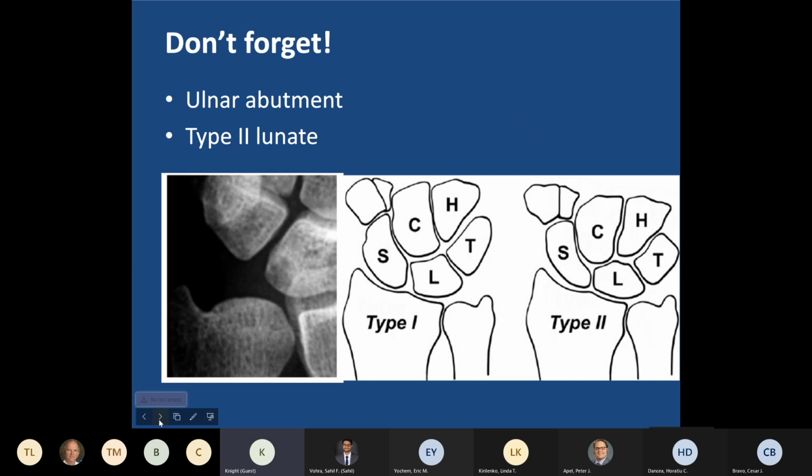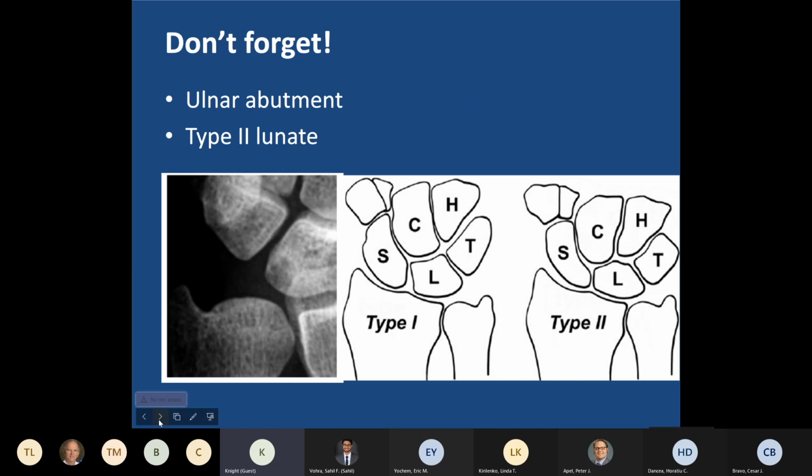Certainly don't want to forget about ulnar abutment or ulnar impaction syndrome, or a type 2 lunate, meaning that your lunate articulates with the capitate and the hamate. There's a risk for a hamate impaction and arthritis as well. So you want to keep that in mind, particularly, that usually doesn't show up on MRI or anything like that. And a wrist scope is usually good for that.